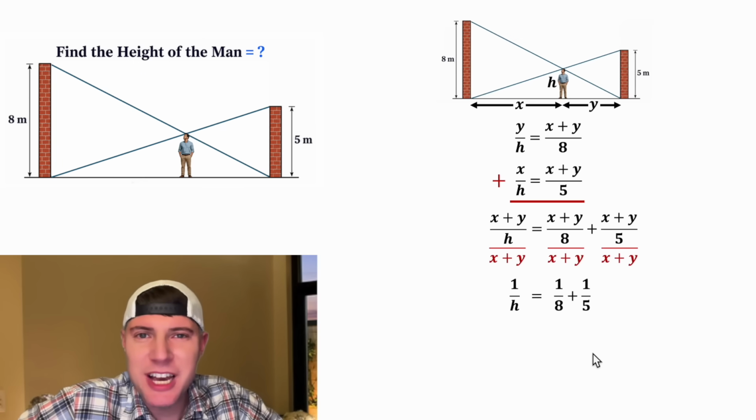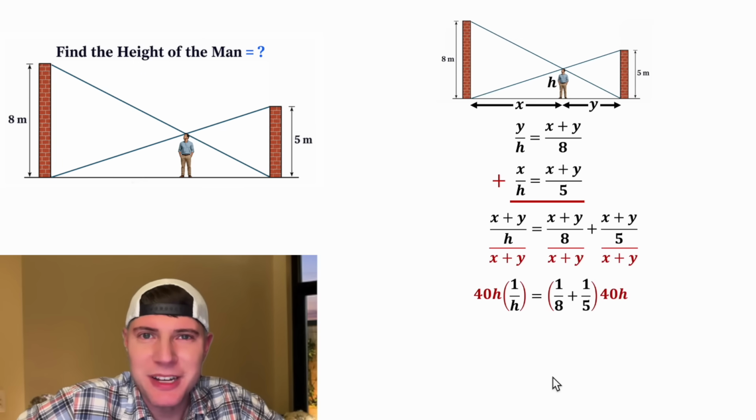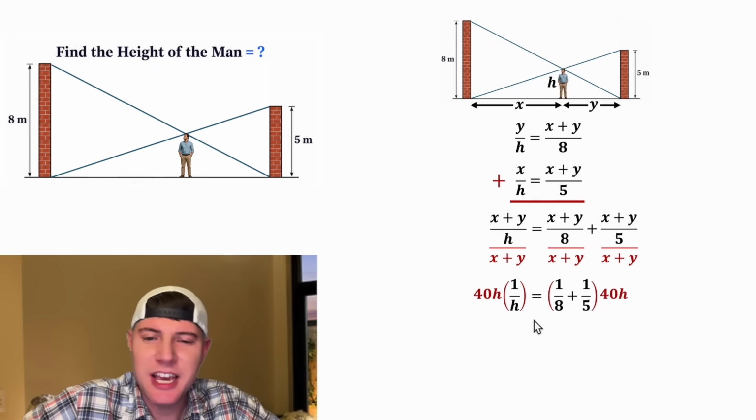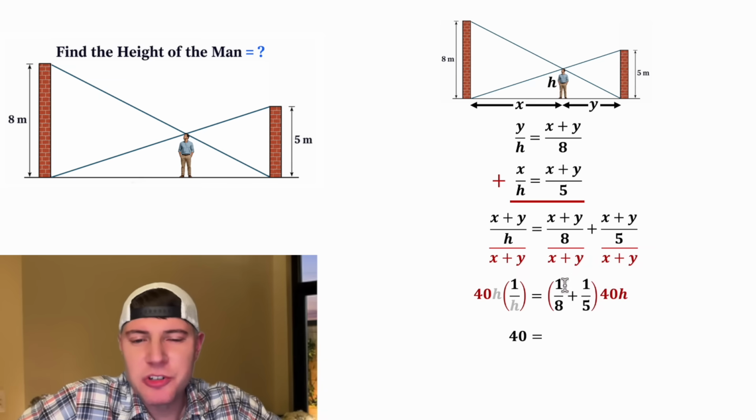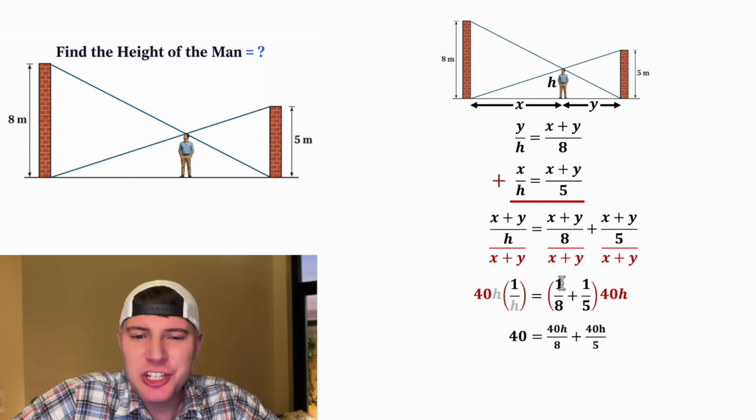Let's multiply both sides of the equation by the lowest common denominator. That's going to be 40h. On the left-hand side, this h and this h are going to cancel each other out, leaving us with 40 times 1, which is equal to 40. And on the right-hand side, we can distribute this 40h to each of these terms. The first one will be 40h over 8 plus 40h over 5.